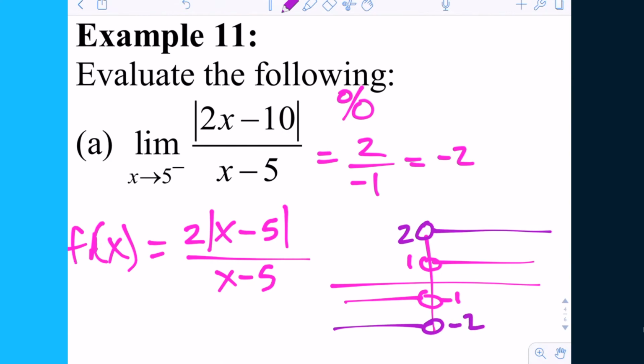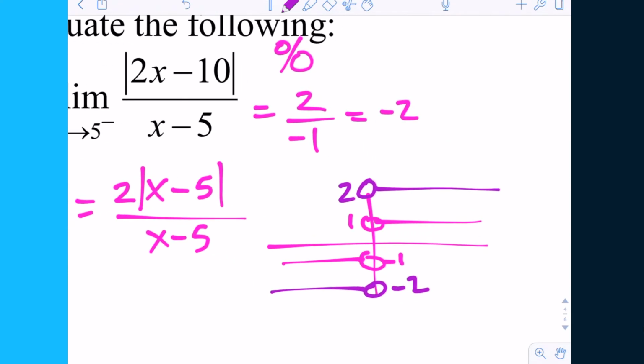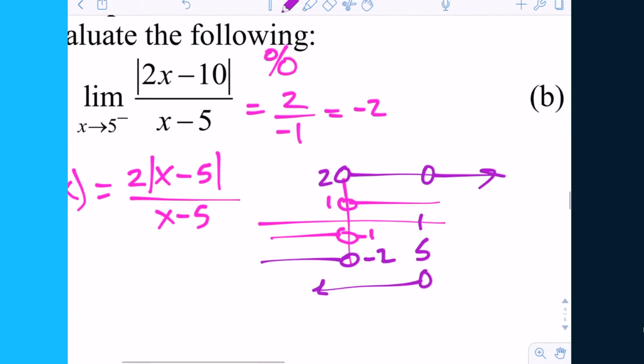And of course, what does replacing x with x minus 5 do to any function? Shifts it to the right 5. So this jump now is happening over here at 5, and it's 2 to the right and -2 to the left. So if you know what the graph looks like, you can answer it. But again, you don't have to. That's just a lot of extra work.